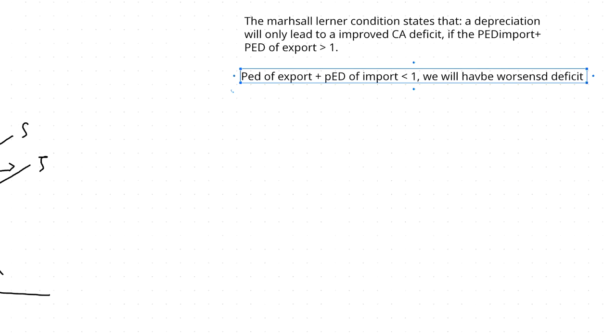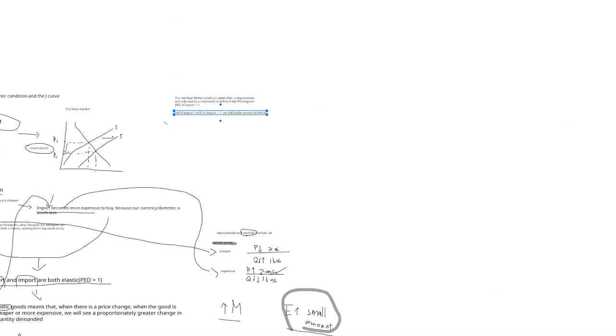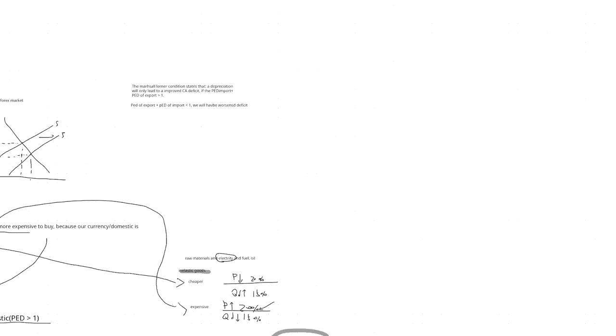So if you are still confused a bit, watch the video again. If you're really confused, send me a text. Okay. So that's the Marshall-Lerner condition. Let's get into the J curve. The J curve is basically a diagram used to explain the Marshall-Lerner condition.